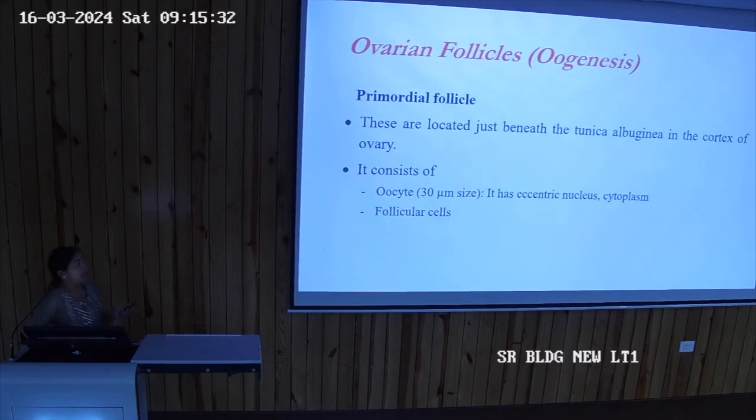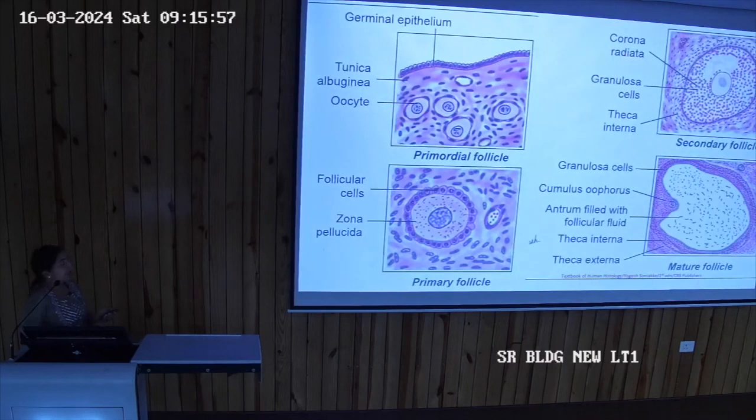Starting from the primordial follicle, how does the primordial follicle look? What is the epithelium of a primordial follicle? Every follicle contains the ova. Inside every follicle is the ova, but the outer side is differentiated. Here it is lying underneath the tunica albuginea and it consists of an oocyte and follicular cells. What is the epithelium of the primordial follicle? So this is how the primordial follicles look.